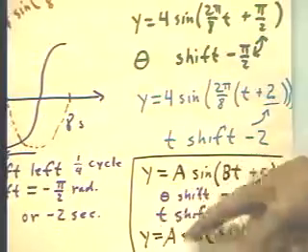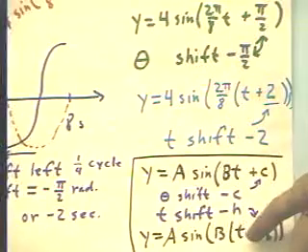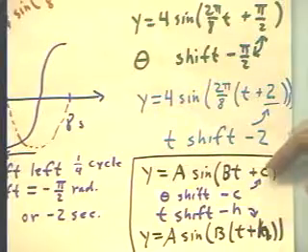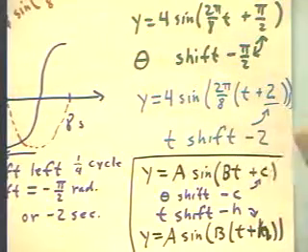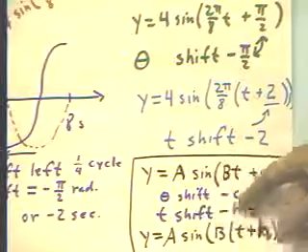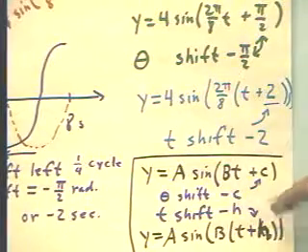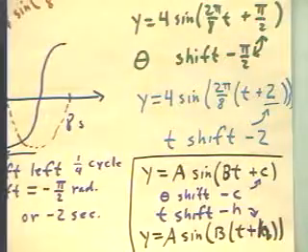If we put it in factored form, y equals a sine of b times the quantity t plus h, and of course h here would be c over b if we factored out of this form, then we see that the t shift is going to be negative h. And this tells us again how the graph shifts right and left.